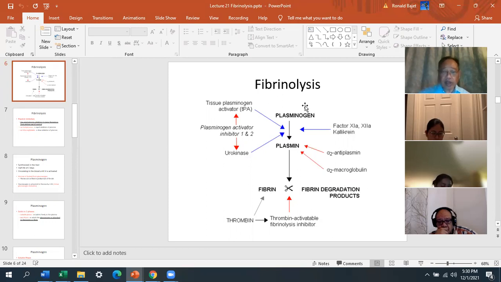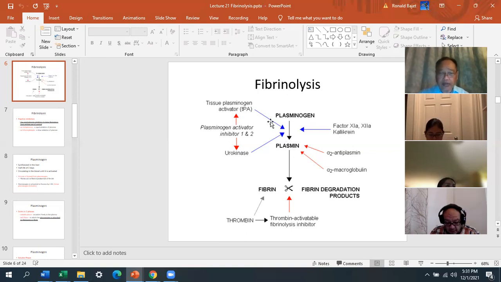It's going to be your job to put your activators, your TPA, your urokinase as an activator, and your factor 11A, 12A, and kallikrein as an activator acting on this reaction here. And then your inhibitors are plasminogen activator inhibitor 1 and 2. That's going to be in your word bank. Make sure you know where it goes. And then your alpha 2s. Your alpha 2, remember, that's the fast acting inhibitor, and then your alpha 2 macroglobulin. These are your inhibitors acting on plasmin.